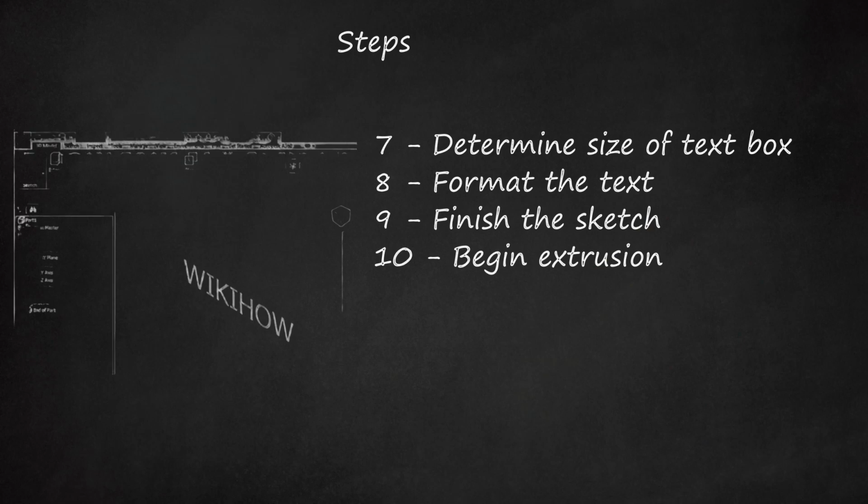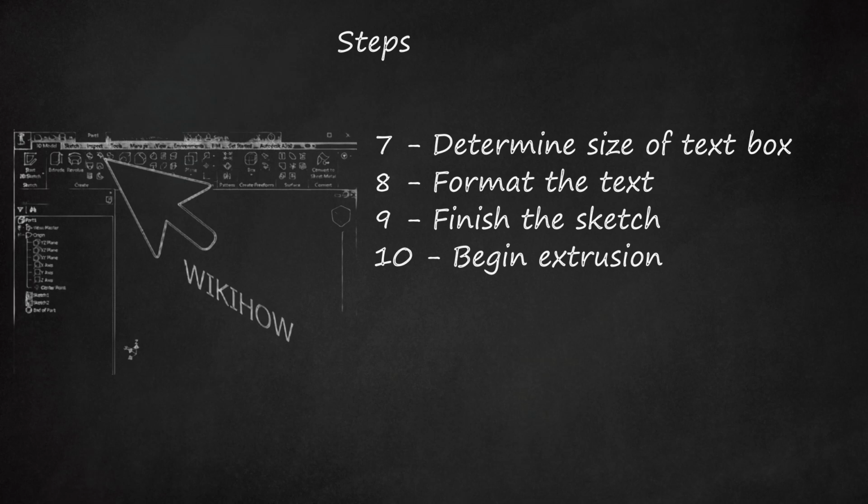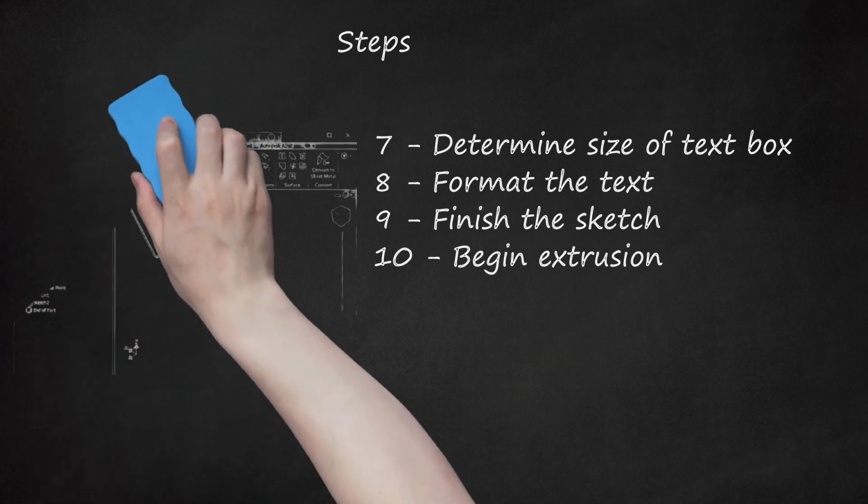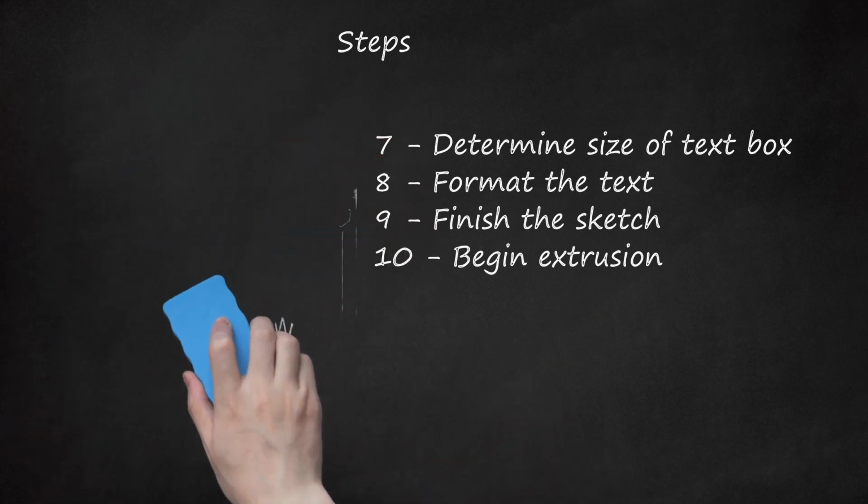There are many commands in Autodesk Inventor that will perform an extrusion. The most user-friendly way to use with text is the emboss command, which is a form of an extrusion. To begin this command, click on the emboss icon in the toolbar, above the Create drop box.